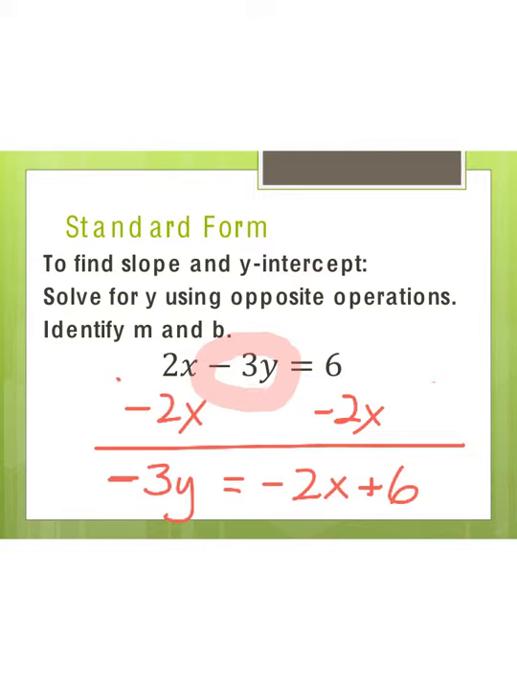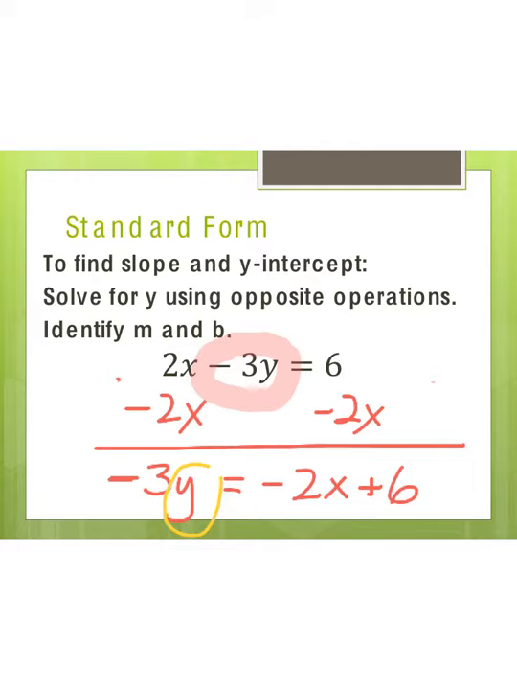Now, negative 2x plus 6 don't go together. They're not like terms. This is weird that we're leaving a variable. It's a new thing to do. But we're really trying to get, once again, the y by itself because we want it in y equals form.